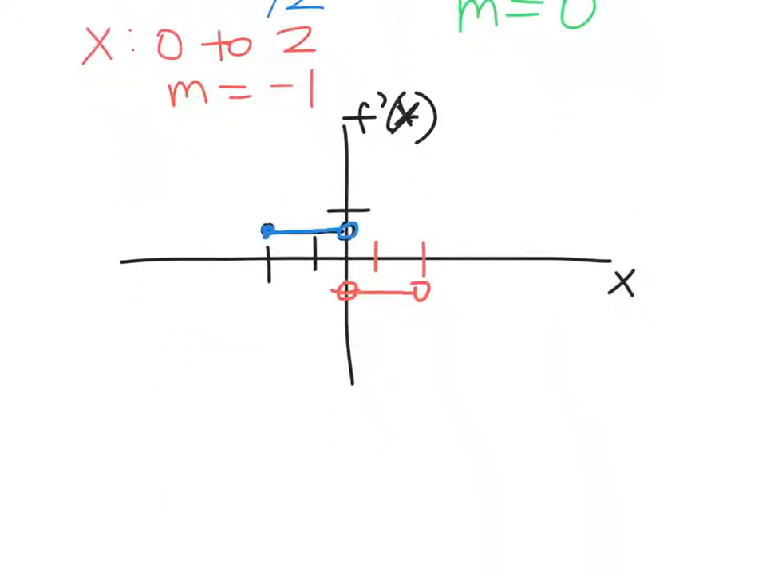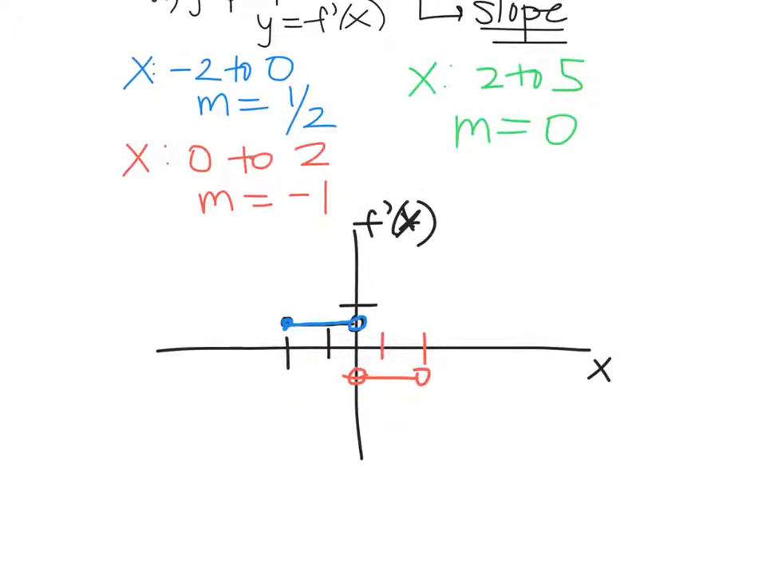Okay, and then let's do the green part. So from 2 to 5, 2, 3, 4, 5, the slope is 0. So open circle here, and it goes like this to 5, and 5 is a closed circle. So the endpoints are closed circles, but where it changes in the middle, at all of those points where it changes, those are going to be open circles, because there's no derivative there.